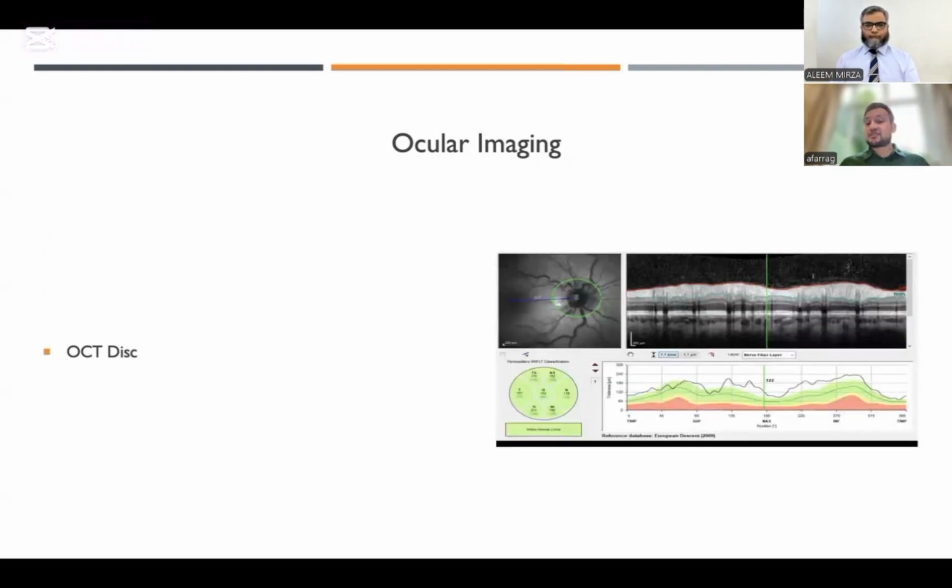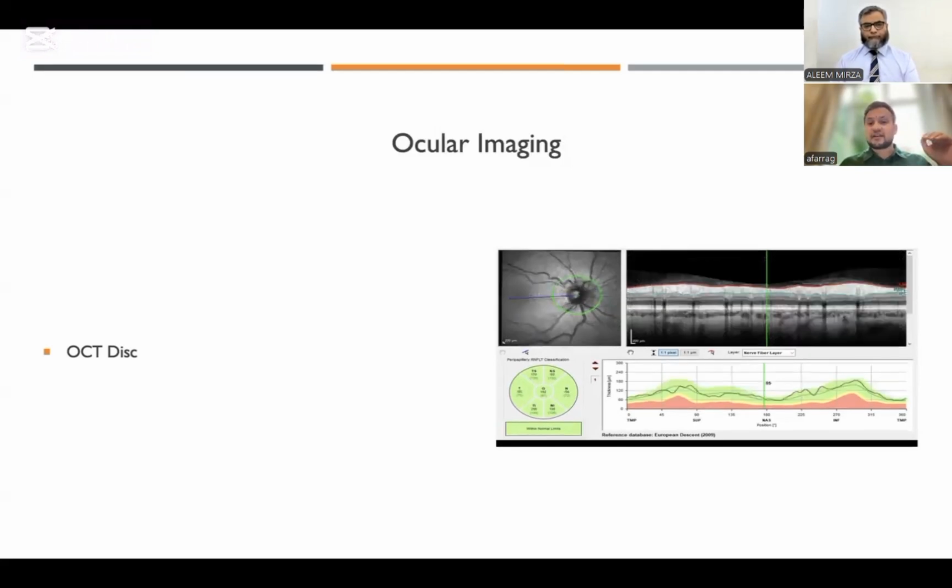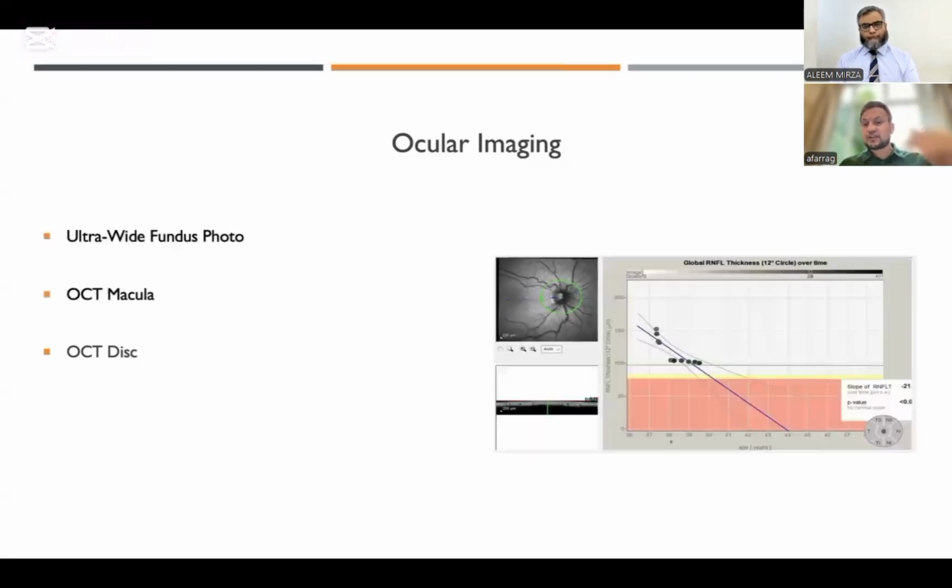But as I showed here, I use OCT disc as an indirect indicator for improvement or response to treatment. Like this patient, we can see here increased retinal nerve fiber layer thickness, and with time, with treatment, we can see it's going down. And as we can see here, marked improvement from up to down over different visits.